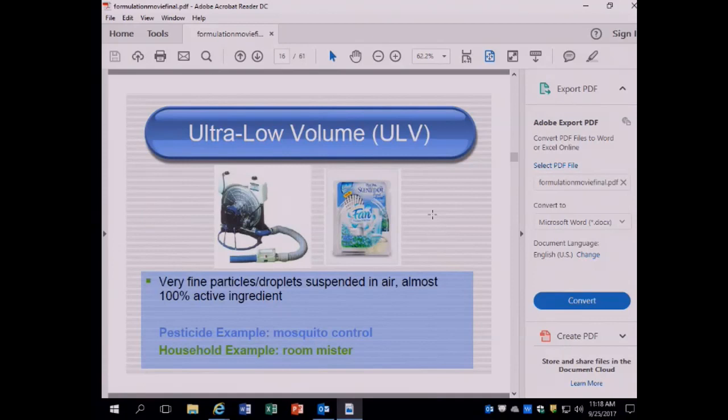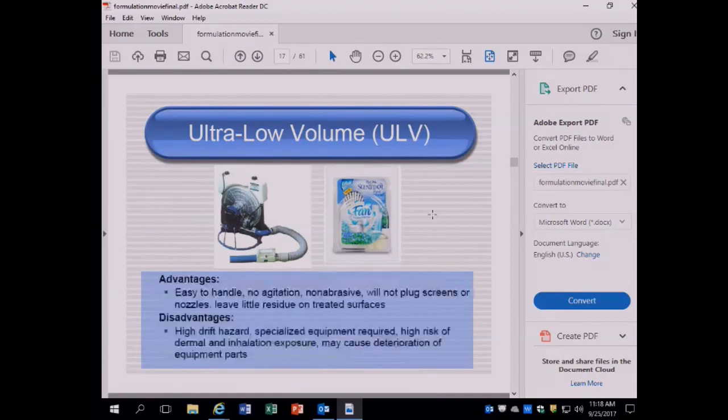Very fine particles, drops suspended in the air because you've got a high velocity fan that's carrying the material. Advantages were easy to handle, no agitation, non-abrasive, no nozzles, very little residue left on surfaces. Disadvantages was high drift hazard. You can imagine they're floating everywhere. It will float, and wind is a real detriment to that.